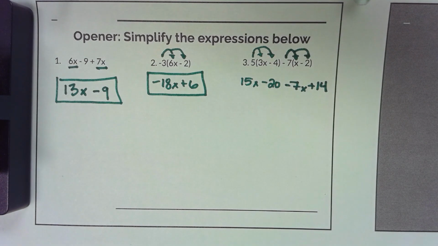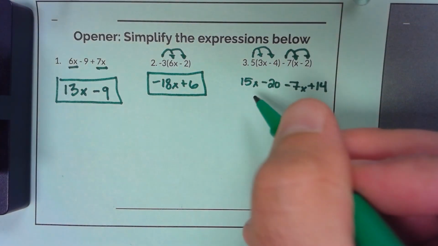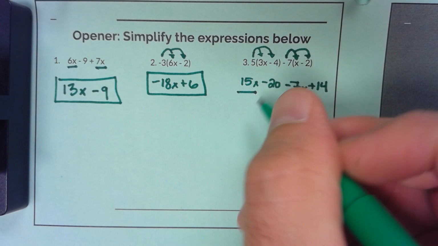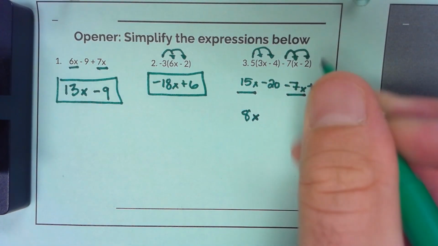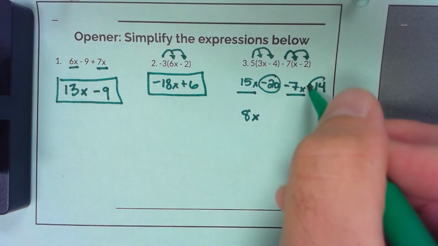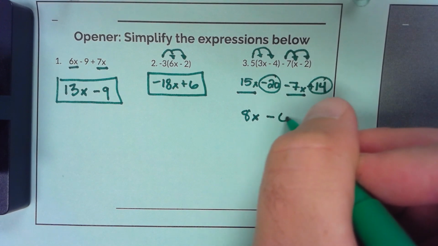Okay, so be very careful with your signs. Always look at the sign in front of the number, or to the left of the number that we are distributing. So now I need to combine my like terms, 15x and negative 7x, that's 8x. And then negative 20 and 14 combines to be negative 6.